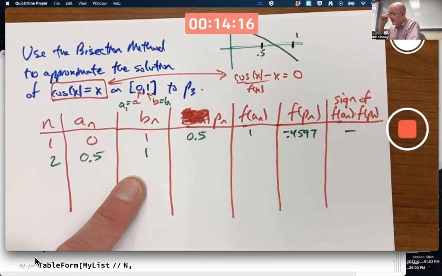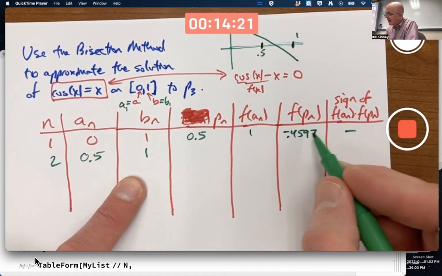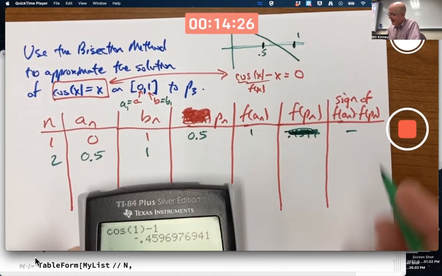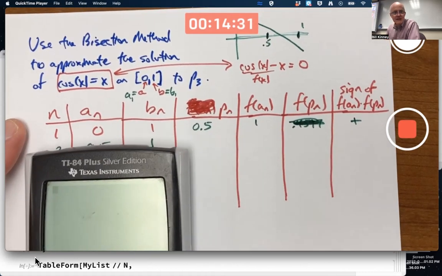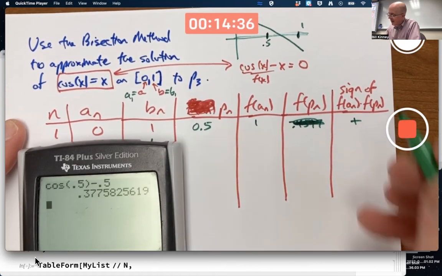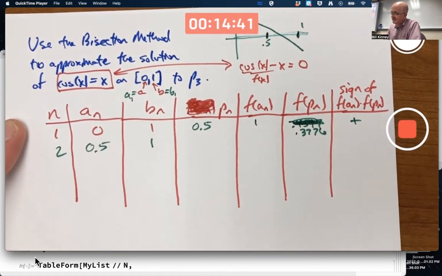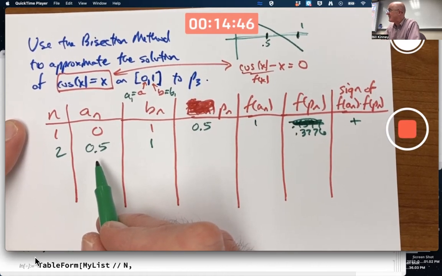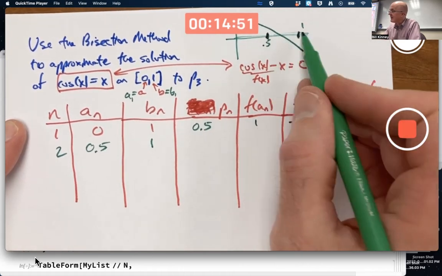Should f of P1 be negative? Oh, I did the wrong thing, didn't I? Ah, okay. Thank you. Yes, that's going to be positive. F of P1, I was doing the wrong thing there. I did f of B. Cosine of 0.5 minus 0.5, that'll be positive, 0.3776. That product is positive. So that's the condition making A2 equal to P1. Okay, because you can see, again, this has got to be the answer right there.